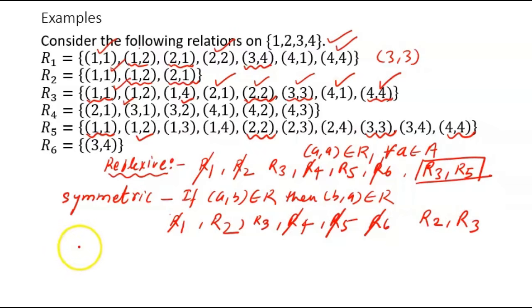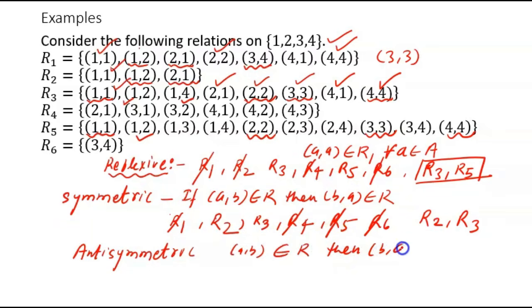What about antisymmetric? So what was the definition? Antisymmetric relations are those relations in which if (a,b) is in R, then (b,a) should not be in R, except when a and b are equal. If a and b are equal, then it may be present.